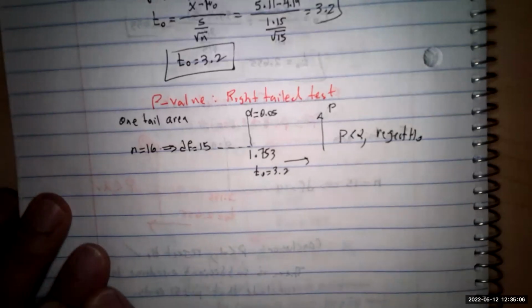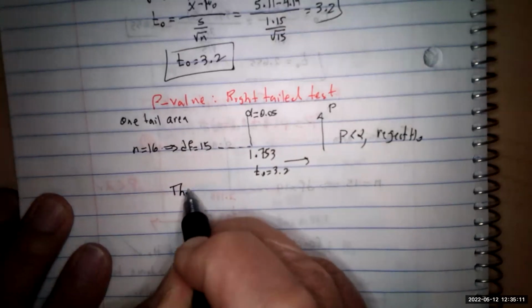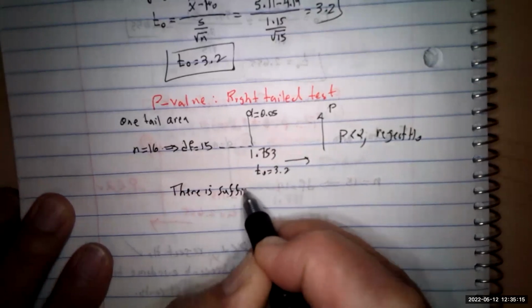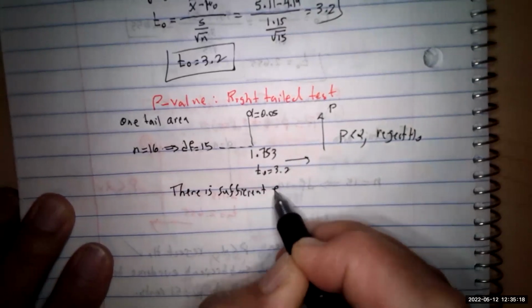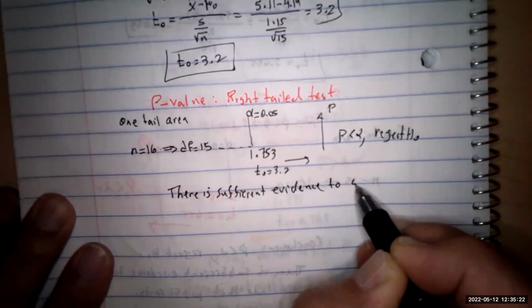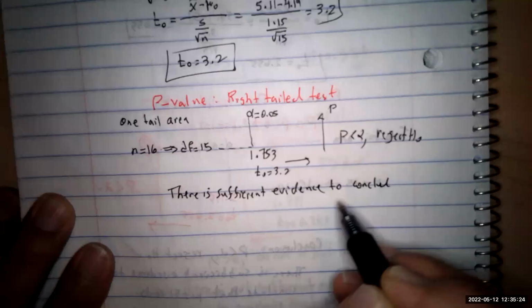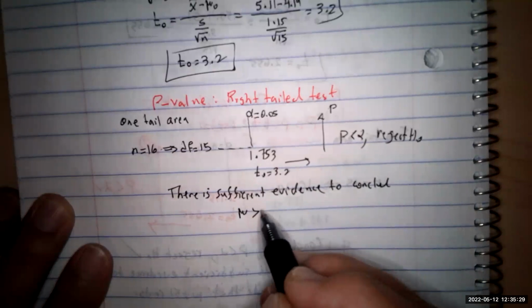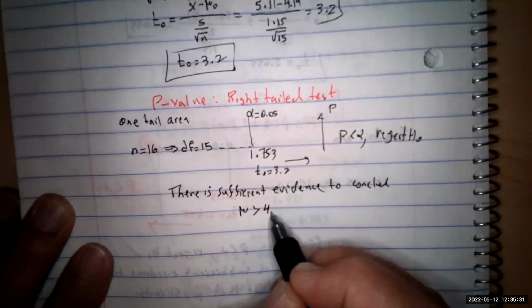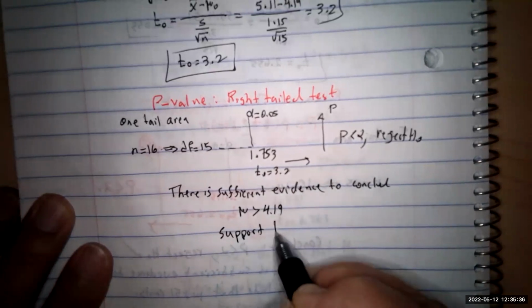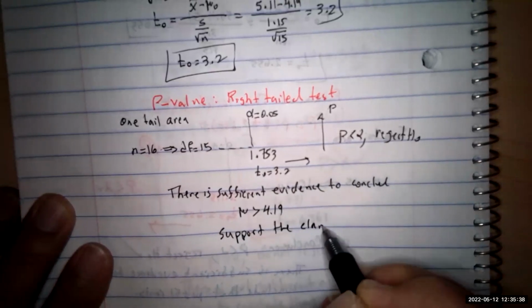Okay, so it's like the previous one. So the conclusion is that you reject H naught, so there is sufficient evidence to conclude that mu is greater than 4.19, which is the claim. Support the claim. So it's very, very similar.